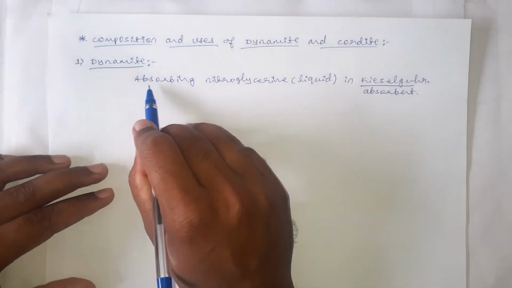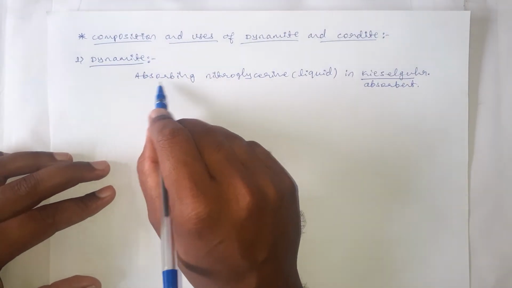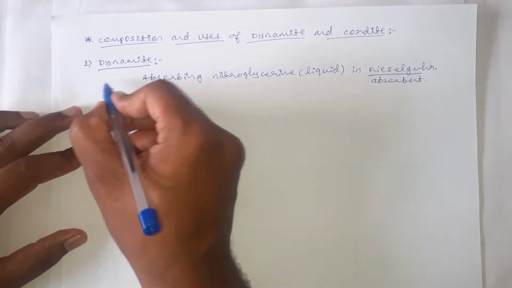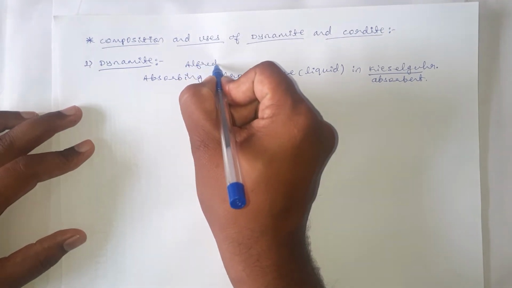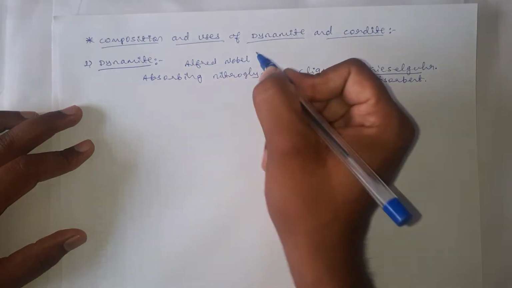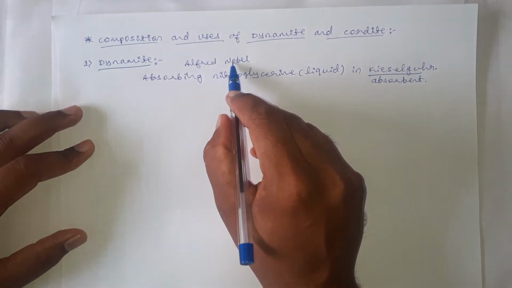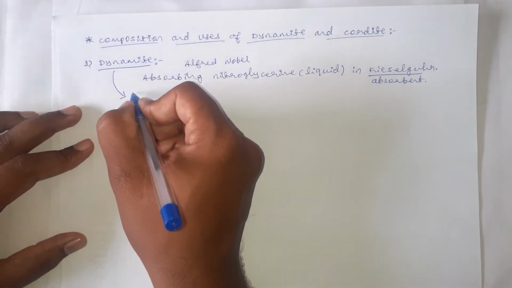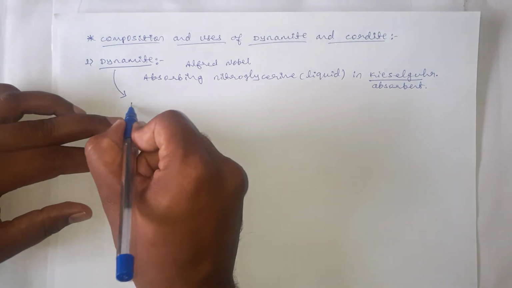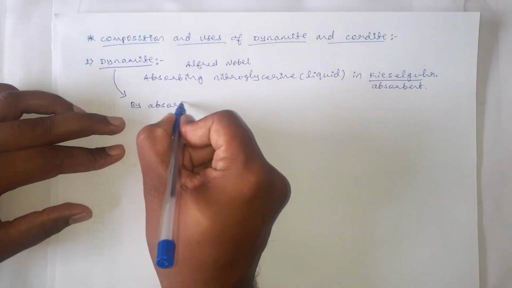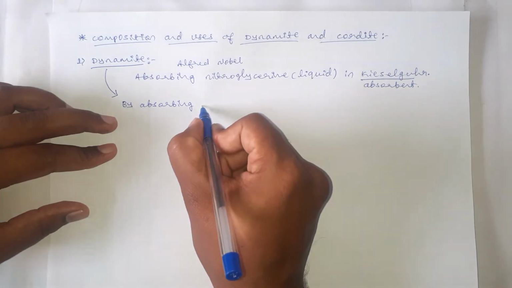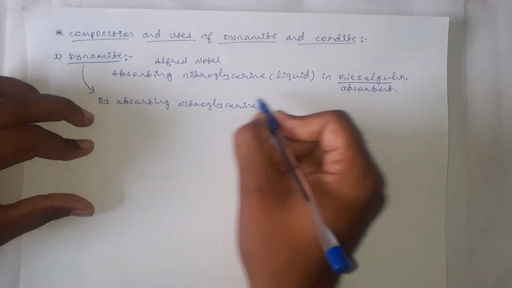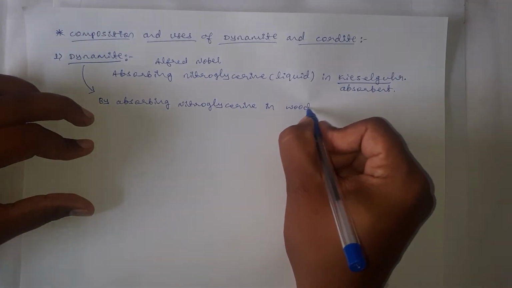Okay. In olden days, these dynamites are made by absorbing the nitroglycerin in Kieselguhr, and it was first prepared by Alfred Nobel. But nowadays this dynamite is made by absorbing nitroglycerin in wood pulp.